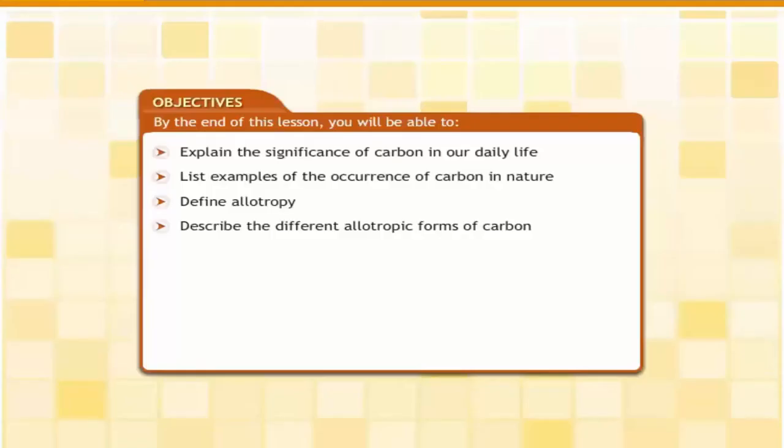This lesson is about the different forms that carbon takes. By the end of this lesson, you will be able to explain the significance of carbon in our daily life, list examples of the occurrence of carbon in nature, define allotropy, and describe the different allotropic forms of carbon.